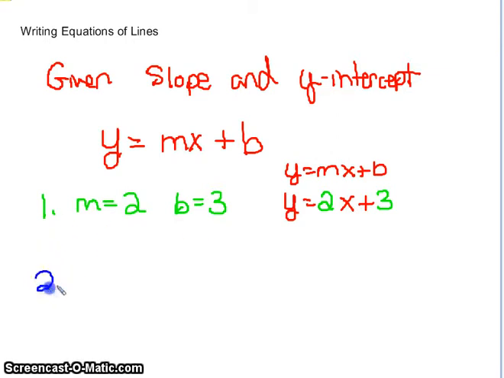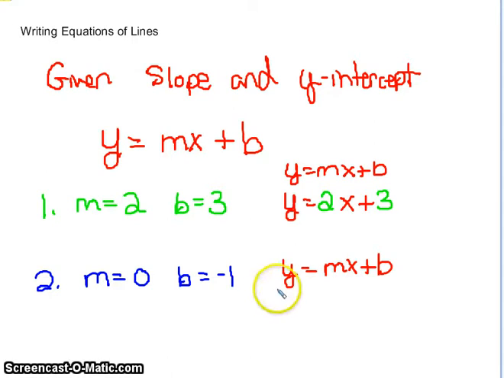Another example is if I give you my slope is 0 and my y-intercept is negative 1. I start with y equals mx plus b. I plug in my slope, which is 0, and my y-intercept is negative 1. So some of you might want to write that as minus 1, some of you are going to write it as plus negative 1, but I hope that you're seeing that if you have a 0x, we can clean that up. That's just going to leave us with y equals negative 1.